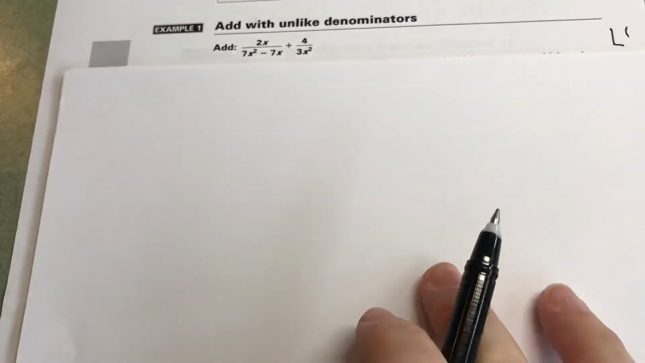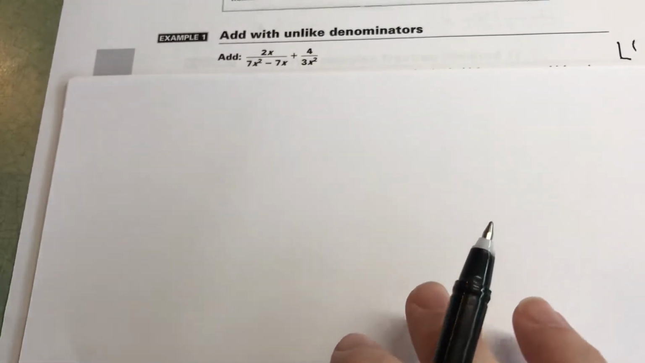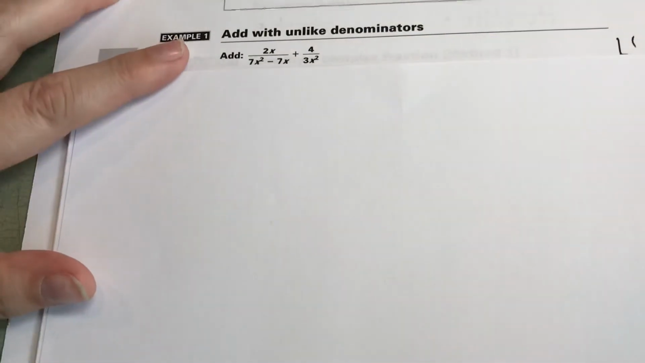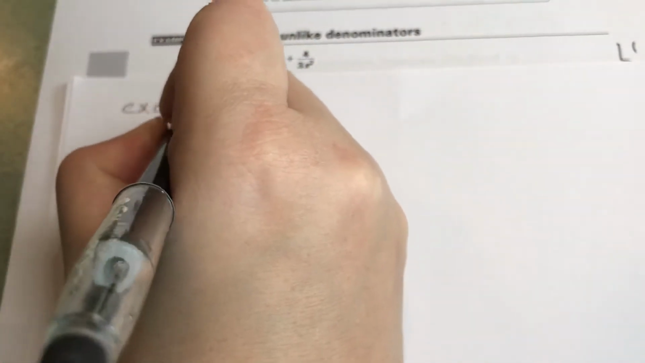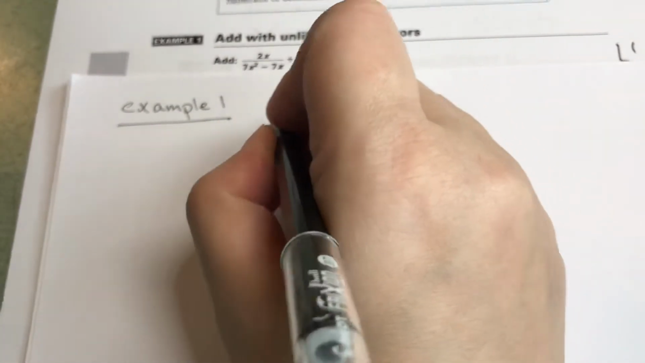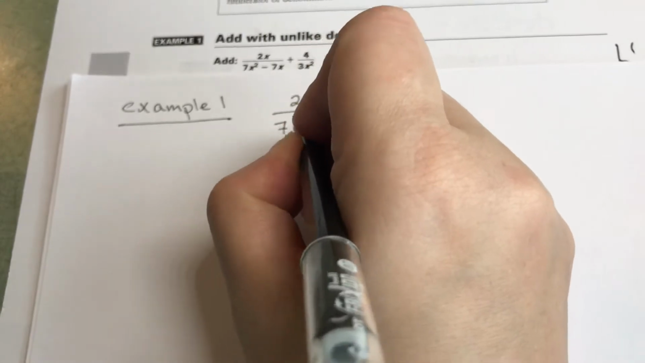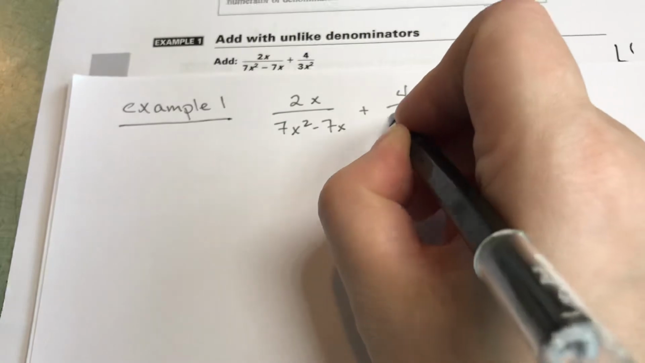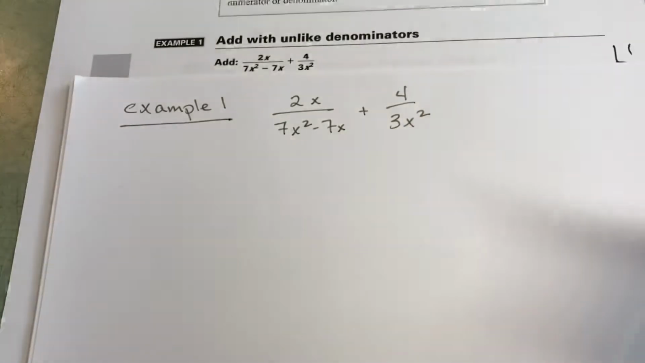Okay, so now I want to walk you through the examples in the study guide because I feel like this is confusing enough that having some step-by-step instruction would be good. So this first one, example 1, we have 2x divided by 7x squared minus 7x plus 4 divided by 3x squared.